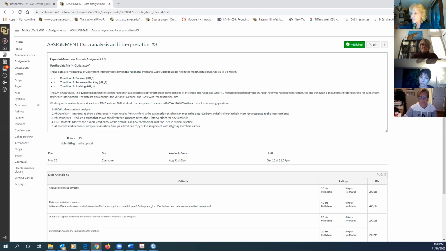Like if you did sucrose to everybody at the same time, and there was something else happening in the NICU at that time that influenced the heart rate, maybe it was noisier, maybe it was a different time, who knows what. It could have been that was affecting the heart rate and not the intervention that you're interested in. So varying those really helps to control for that. But you don't have to do anything about that in the analysis. It's just a strength of the design.